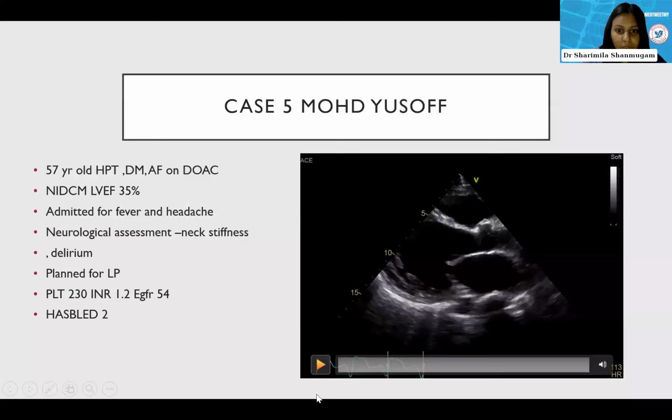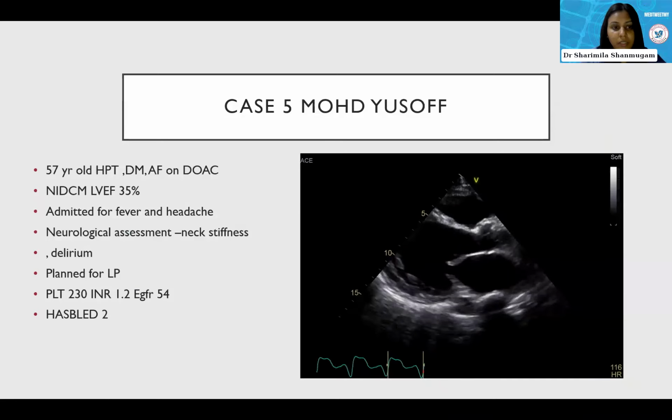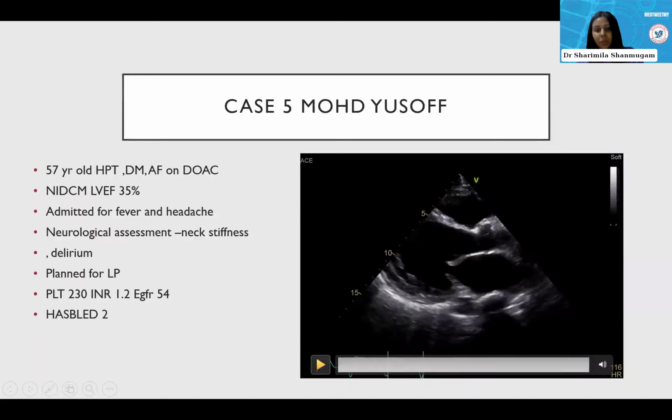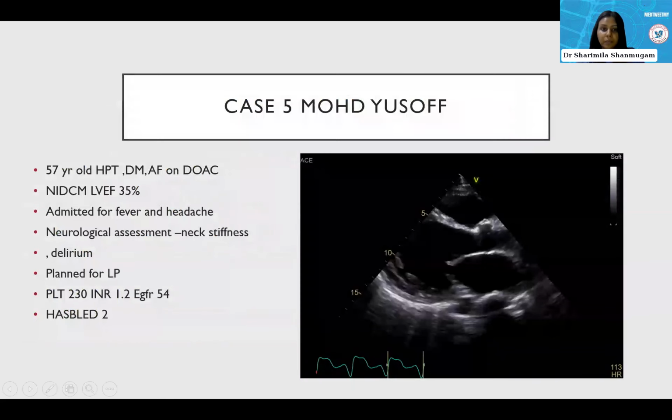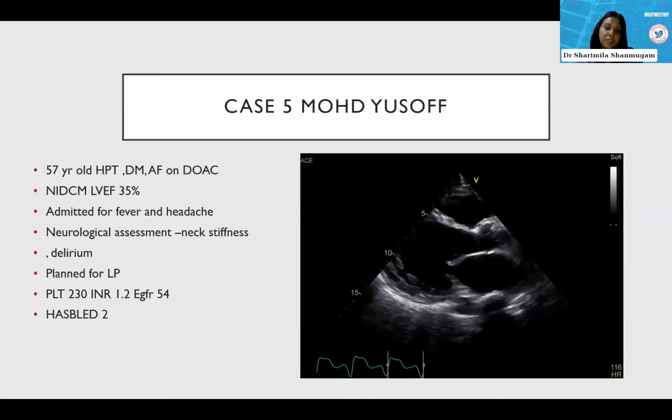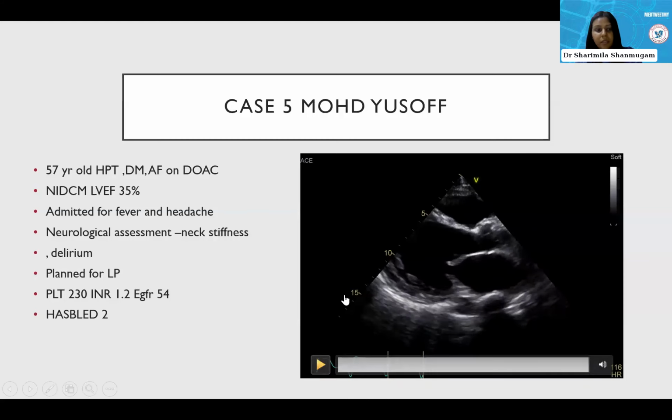Banting Hospital for fever and headache, neurological assessment, neck stiffness and delirium. So it's actually one of my friends. So they actually wanted to perform a lumbar puncture for him. So how in this patient, do they transfer over? Do they need a pre-op assessment for this kind of patient? Definitely the patient will need the lumbar puncture, to measure the pressure, and to start antibiotics.